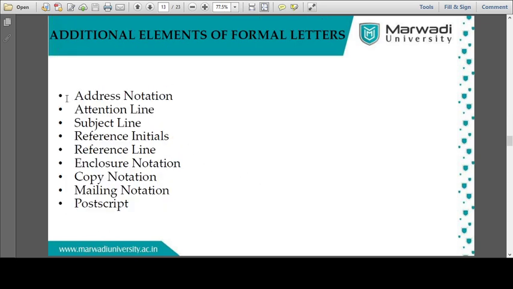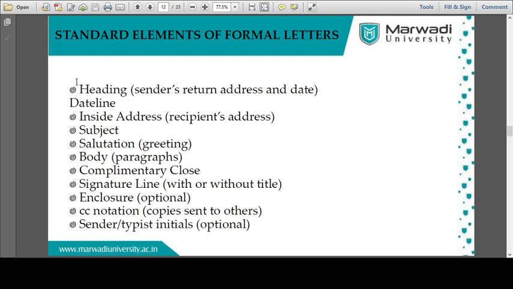Now these are the additional elements of the formal letter that we will also see. First are address notation, attention line, subject line, reference initials, reference line, enclosures notation, copy notation, mailing notation, and postscripts. These are the additional elements. In some letters they may be required, and in some letters they may not be required. That is why these are called additional elements, and the standard elements are generally required. That is why these are called the standard, or essential, elements of the formal letter, if we say it in other words.